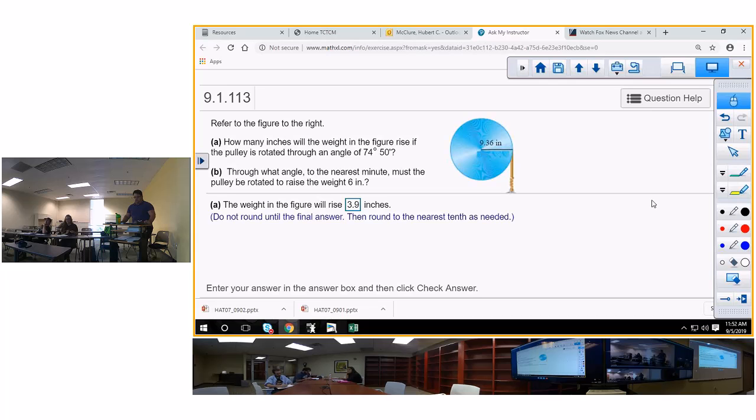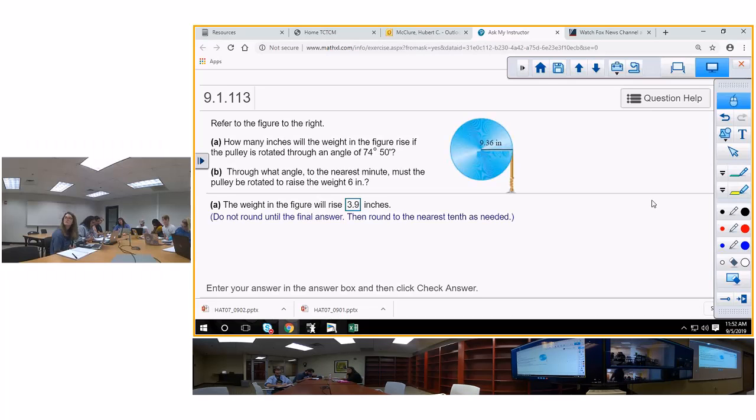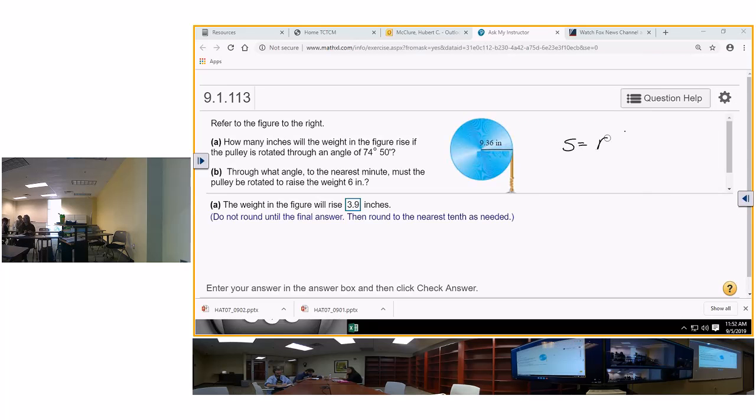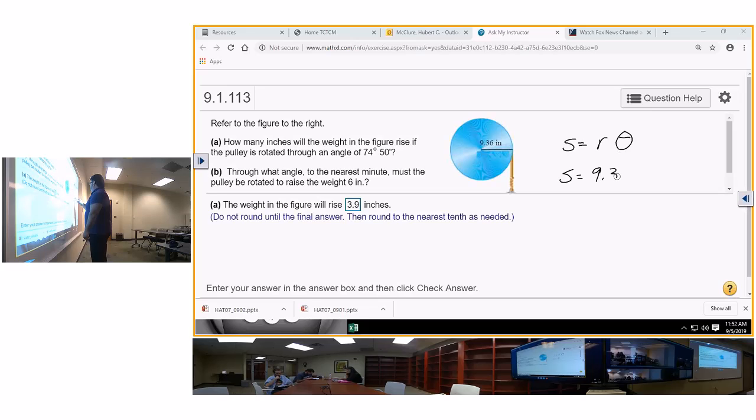All right, so let's do this one. S is equal to R theta. So S is equal to 9.36, bracket, and we're going to just put 74 degrees 50 minutes, and multiply by pi over 180.